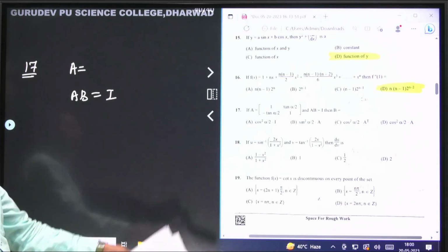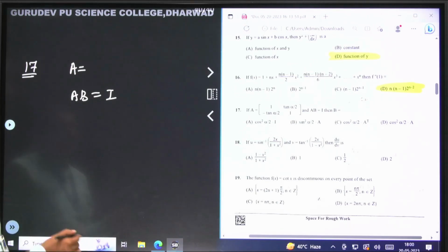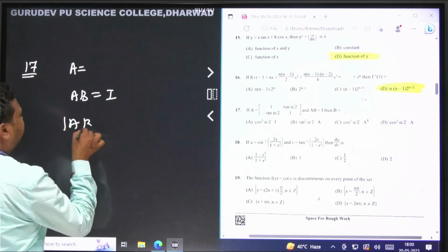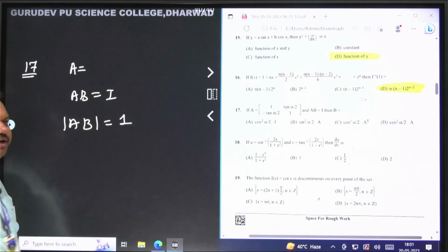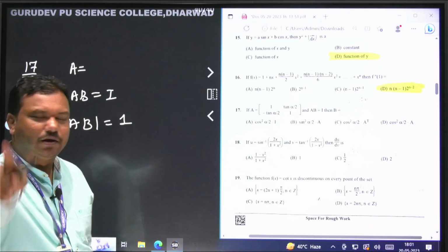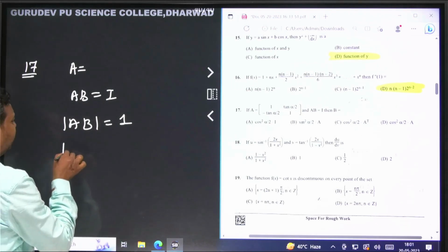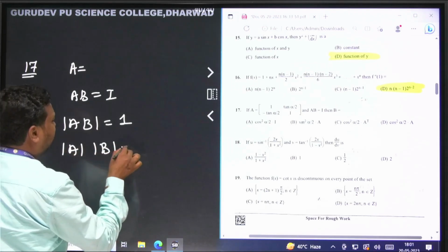To find the value of this, you should not go on finding the remaining things. What is the best way? The best way is to just apply the determinant. Determinant of AB is equal to determinant of I. Determinant of I is 1. Therefore, determinant of AB is equal to 1. Determinant of A times determinant of B will be equal to 1.